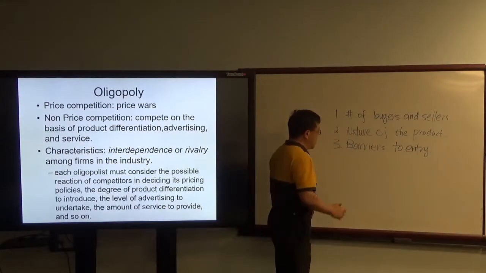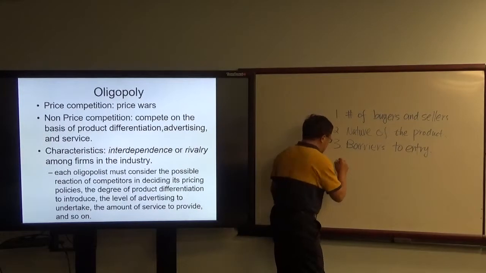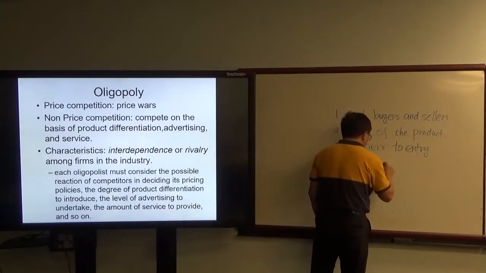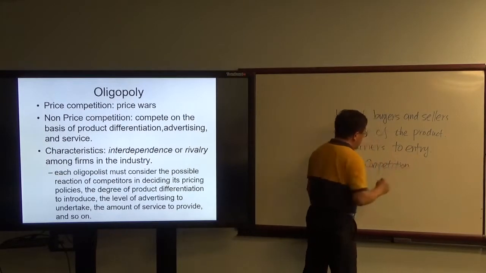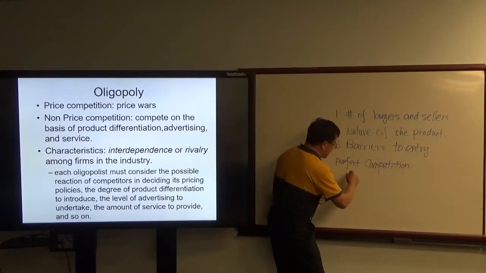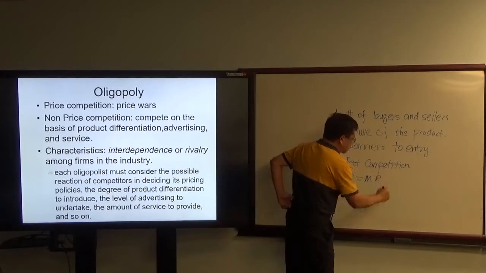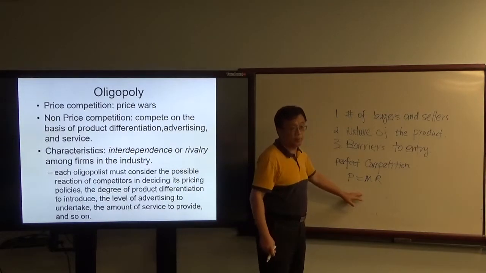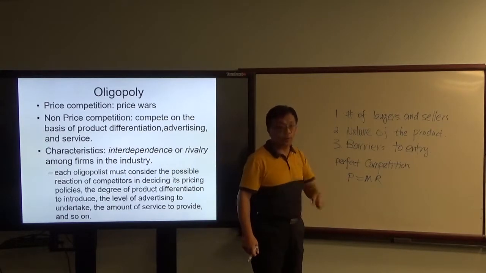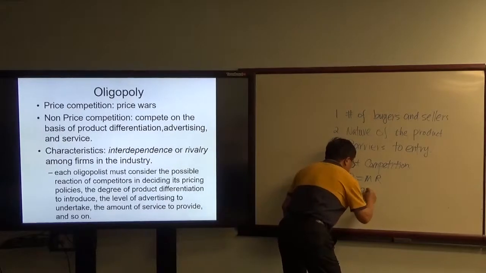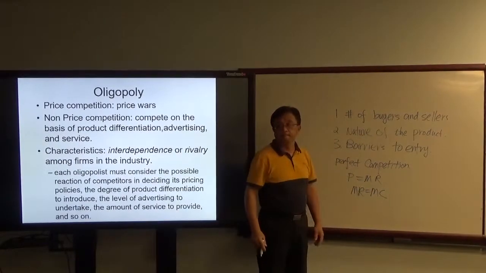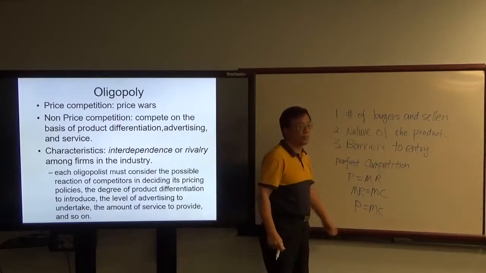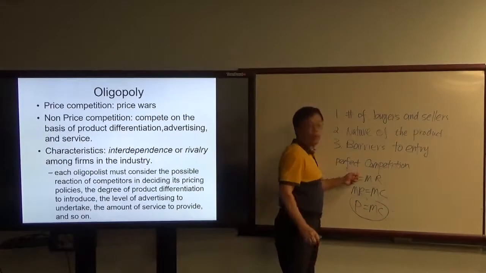So remember for pure competition or perfect competition, the price is equal to marginal revenue. And how to maximize profit for the company? The general rule is what? You equalize marginal revenue and marginal cost. So that's why the price is set to marginal cost. This is for pure competition.